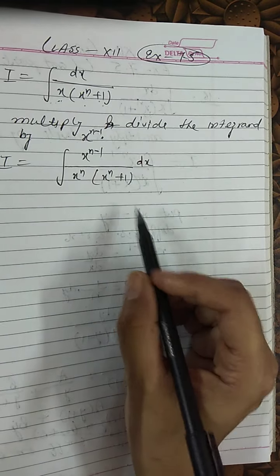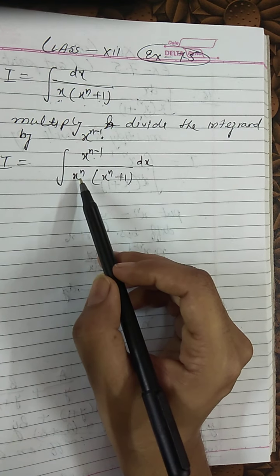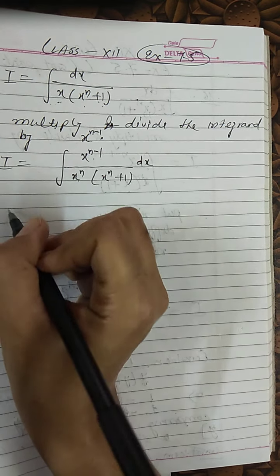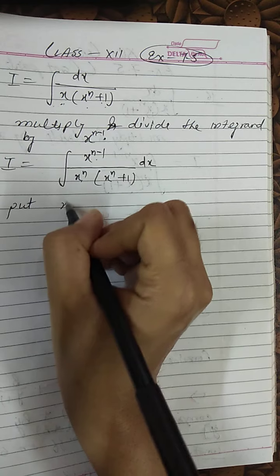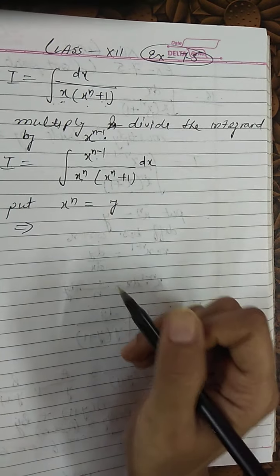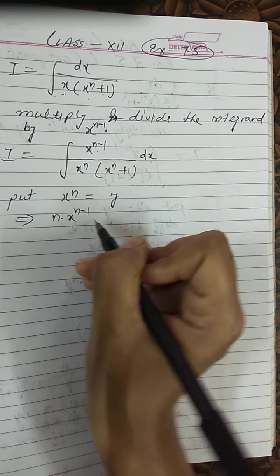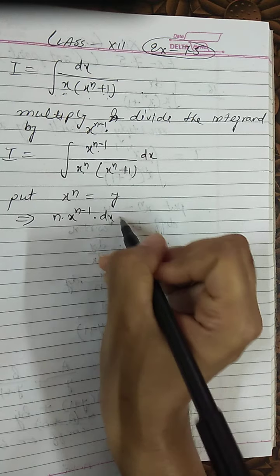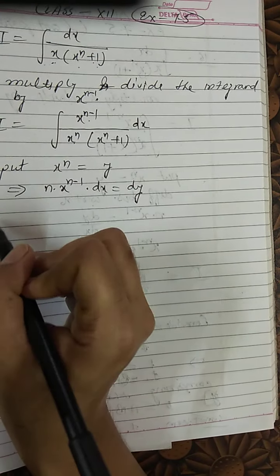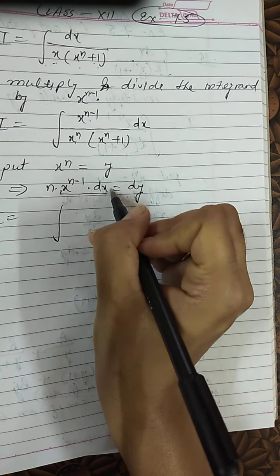Now all the like powers are there, and if you notice one more thing, the numerator is actually the derivative of the denominator term x raised to power n. So we will make the substitution. We will put x raised to power n as y. When I differentiate both sides, I get n x raised to power n minus 1 dx equals dy.